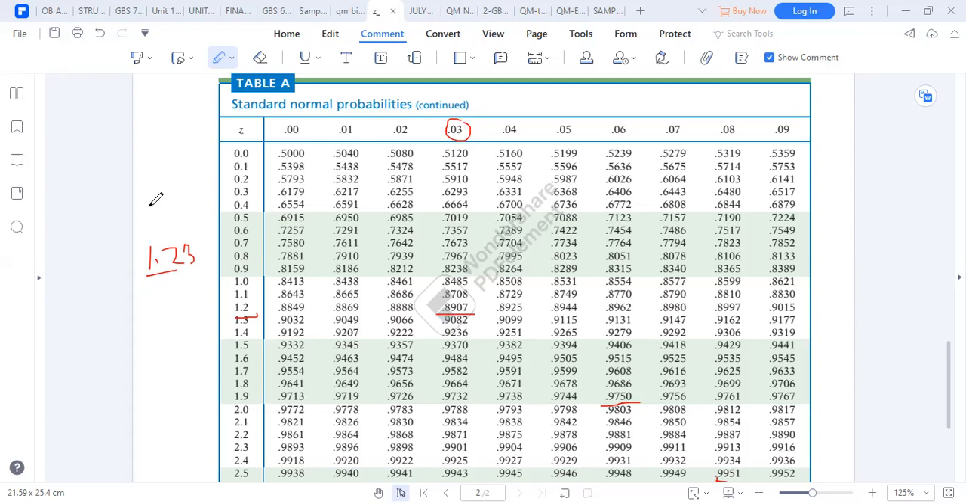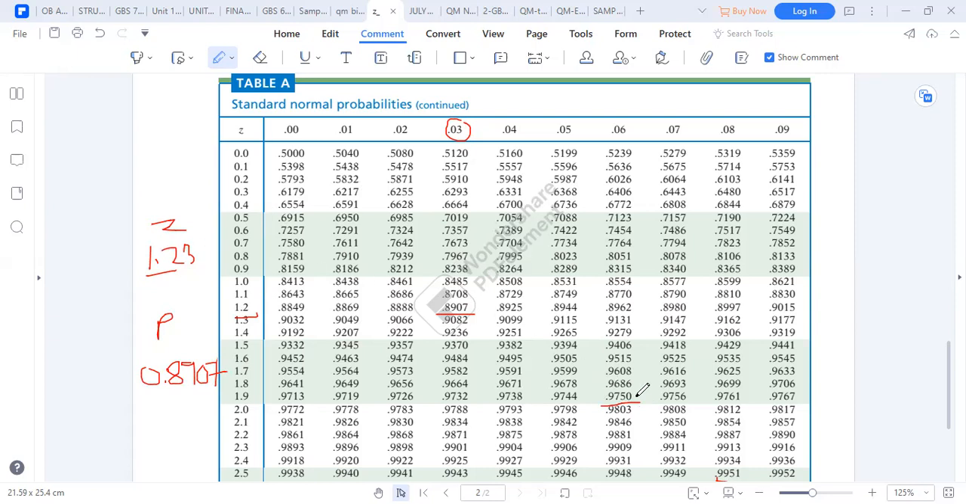0.8907. So this is a Z, and that is the probability. But if I asked you this probability, 0.8907, what is the Z for this one? You just add the figure there, 1.2 and 0.03. So it will give me a Z of 1.23.